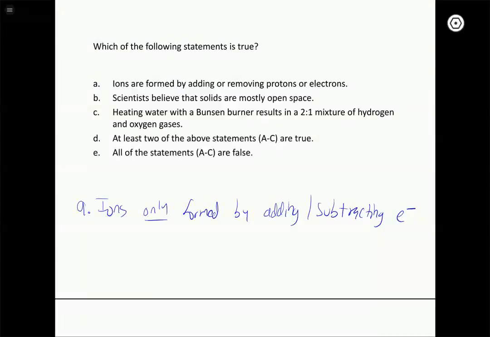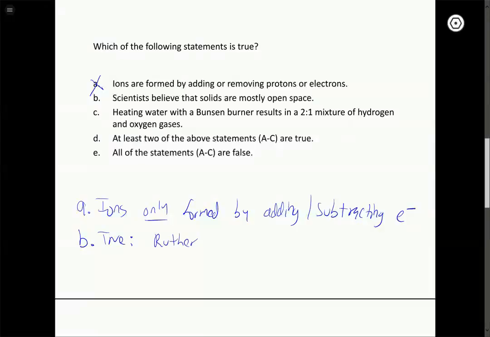So when we're dealing with the formation of ions, which is something that we will deal with a lot in the beginning of the course, you're only going to be adding or subtracting electrons, nothing from the nucleus. Okay, so this one's false. B, scientists believe that solids are mostly open space. This one is true, and we know that from the Rutherford gold foil experiment.